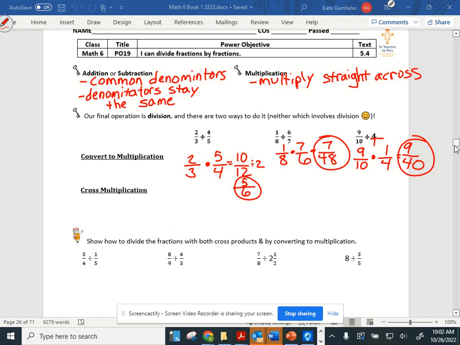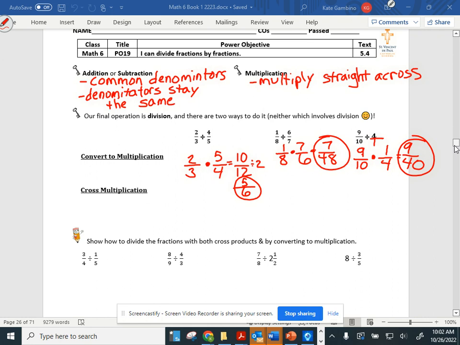There is another way to do it. We learned converting to multiplication in 5th grade. That was a long time ago. A lot of us were like, wait, what? Oh, it's kind of coming back. Kind of seems familiar. We did do it in 5th grade. Convert, cross multiplication. I don't know if you did it in 5th grade, because when I taught 5th grade, I did not teach this way, so I'm kind of excited for this.